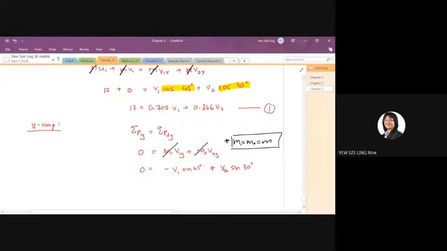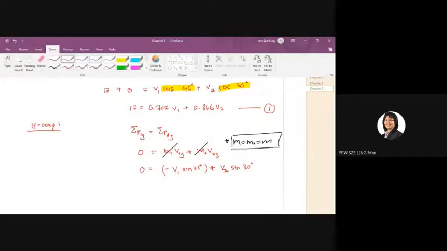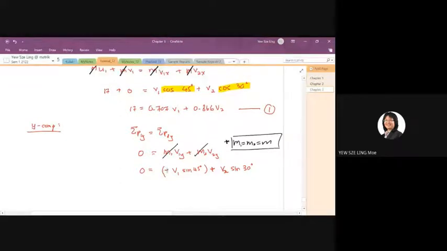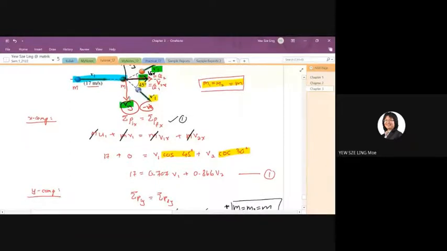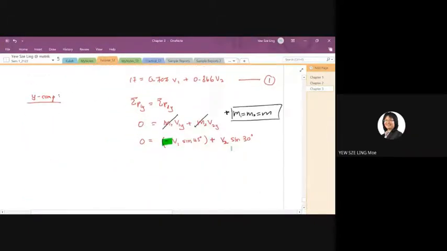This is for object 1. So why is it negative? Let us see. This negative value exists because of here. It is going down. Therefore, I have a negative V1. Whereas when it comes to V2, because it's going up, I use a positive value here.